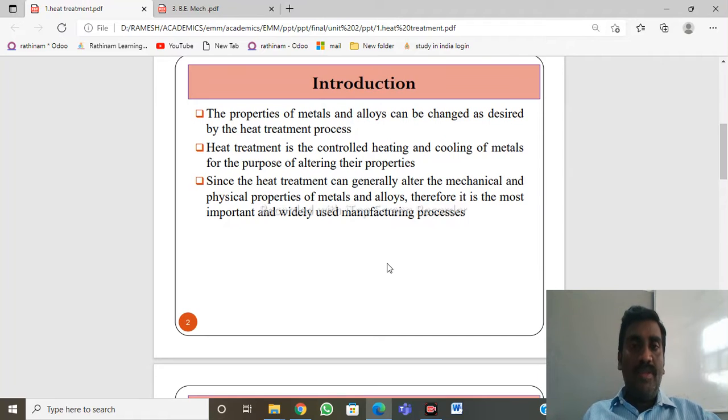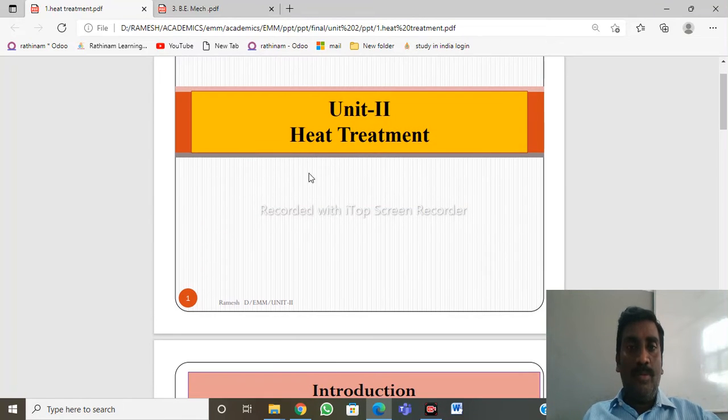The properties of metals and alloys can be changed by the desired heat treatment process. We know from the name itself what is meant by heat treatment: by using heat, by using temperature, we are going to treat the material. How are we treating the material? By increasing the temperature and cooling down to room temperature. This kind of process can be done in separate manners, and different strategies can be followed. By using these strategies, we can do the heat treatment process.